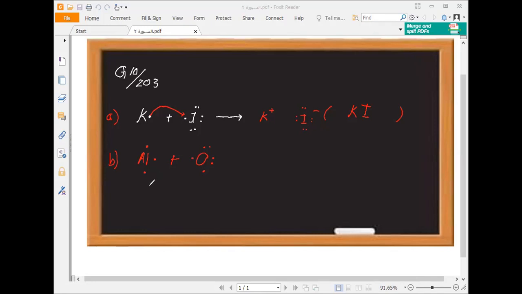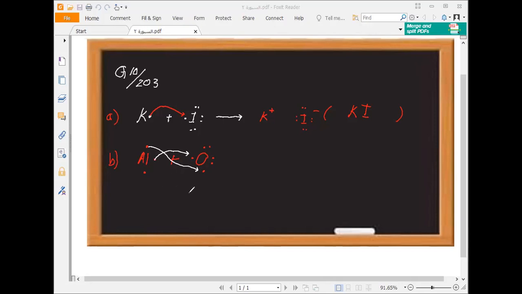So teacher, we know that oxygen has 6 valence electrons, so it needs 8 valence electrons to be stable. So we're going to take 2 valence electrons from aluminium. Here number 1, and here number 2. Now oxygen is stable, but aluminum is not stable.